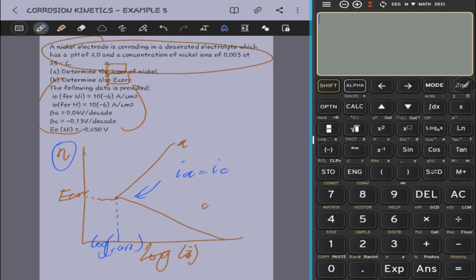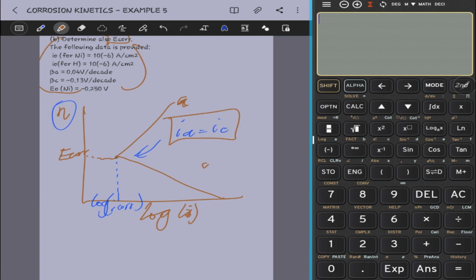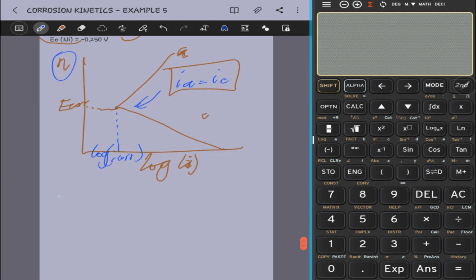Because at this E corr, the potential that will cause the corrosion to occur in the system, these two are the same. This and this are the same. And we know that these current densities, anodic and cathodic, we get them from the overpotentials. Overpotential is the difference between the applied potential and the equilibrium potential. This equilibrium potential can be the standard potential, especially when the system is under standard conditions, but it's not always standard.